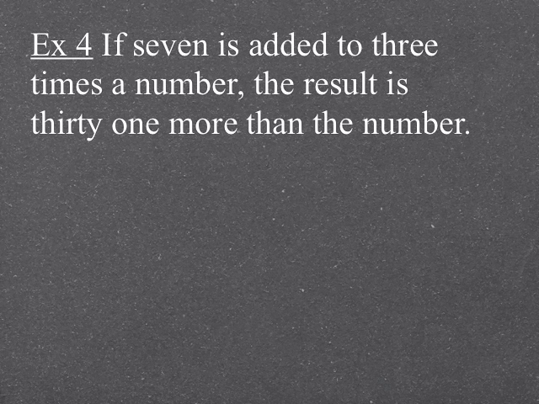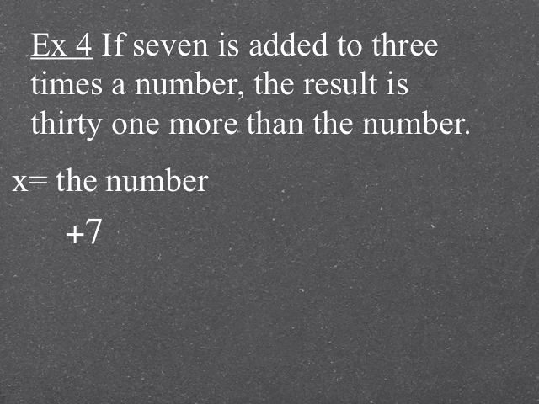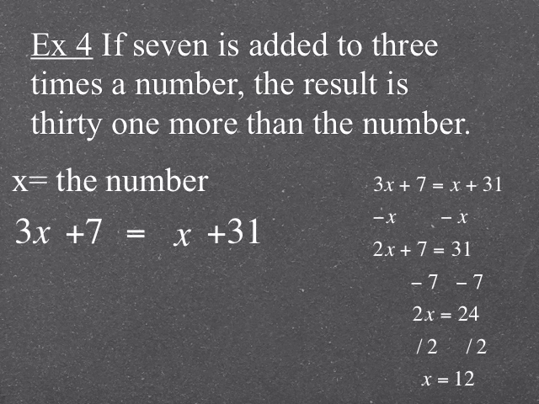Okay, if 7 is added to 3 times a number, the result is 31 more than the number. It's another one that sounds horrible, but just take it a phrase at a time. So first of all, my number is x, or whatever variable you like. If 7 is added to, so I'm going to add 7 to something. If 7 is added to 3 times the number, that's 3x. The result is, that's my equal sign, 31 more than. Well, that's just adding 31. 31 more than the number, and my number was x. Phrase at a time, and it's not hard. Okay, and there is the solution if you'd like to pause and take a look at that.